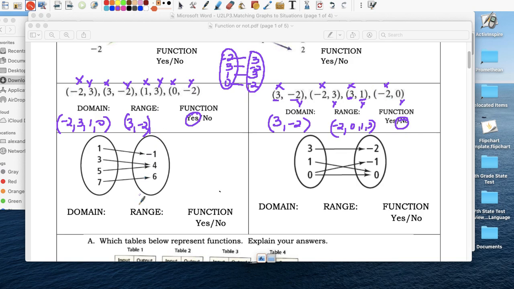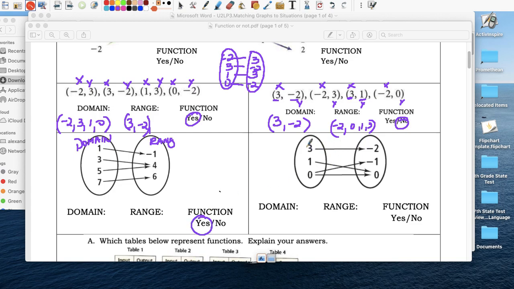So next one here, domain and range. Again, the domain is this here, this is your input, and this is your output. Notice that 1 has one output. Everybody has one output. 3 has one output, which is 4. 5 has one output, which is 4. It doesn't matter that 3 and 5 have the same output. That's okay. 3 has one output, and 5 has one output as well. So again, yes, this is a function.